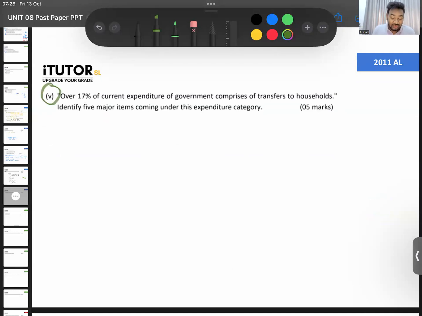Then number 5. Over 17% of current expenditure of government comprises of transfers to households. Identify 5 major items coming under this category. Again, identify. You have to state what are the main transfers, Lamai. Main transfers to households are, you have Samurdhi payments. Okay, you have Samurdhi payments. What is even bigger than Samurdhi payments? Pension payments. Okay, so you have pension payments.